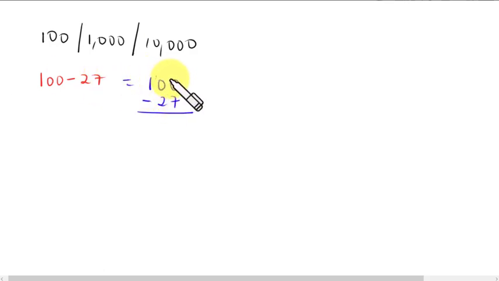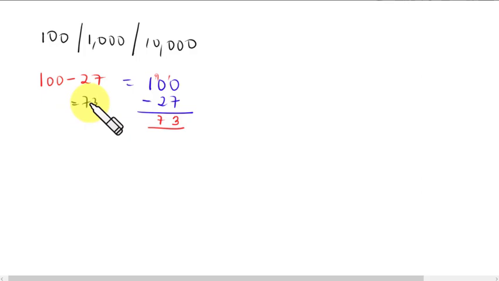You take 1 from this and you add it to this, it becomes 10. So 7, and here is left with 9. So 7 from 10 you get 3, and 2 from 9 you get 7. So that means that if you subtract 27 from 100, you get 73. Now, that is the conventional way of doing this.